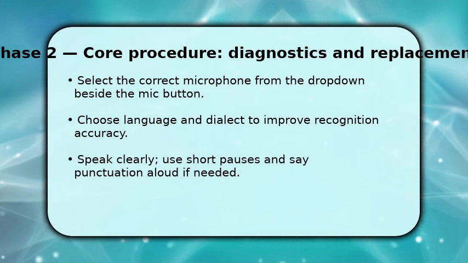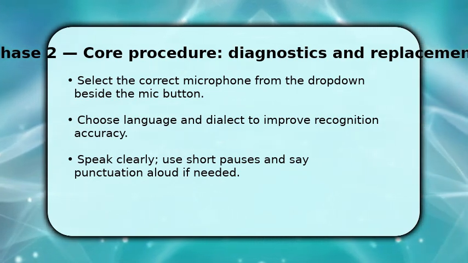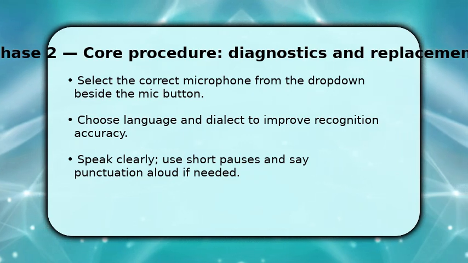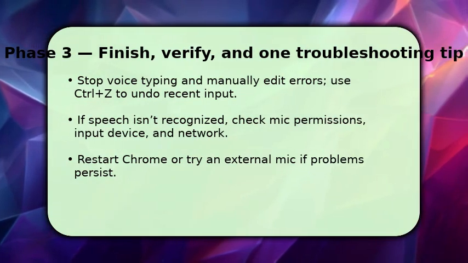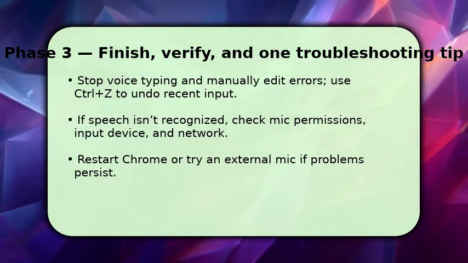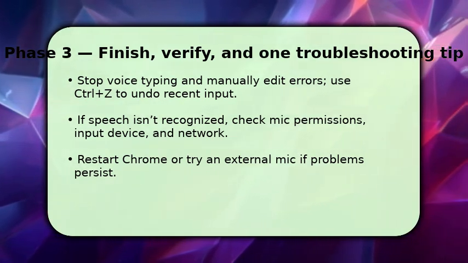You finish by stopping voice typing and proofreading the text. Automatic transcripts often need small edits. Use keyboard shortcuts like Ctrl+Z to undo or Ctrl+F to find mistakes quickly.